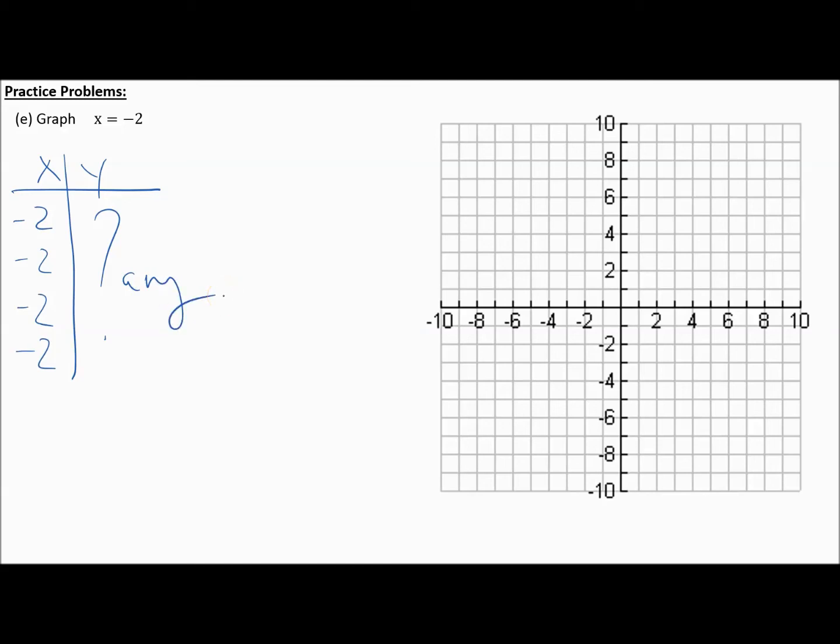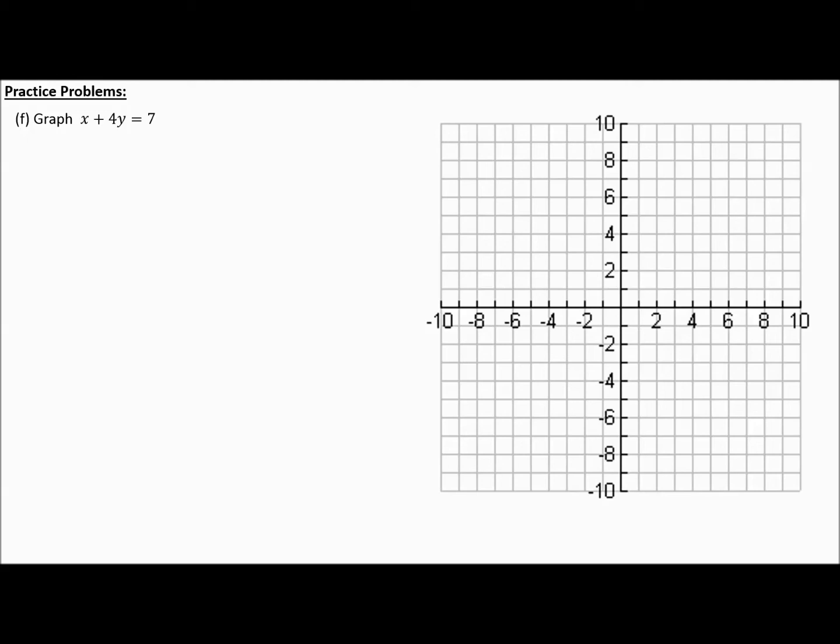X is negative 2. So you could plot the point negative 2, 1, negative 2, 0, negative 2, 8. It doesn't matter to me. X is negative 2. So here's negative 2, 0. Here's negative 2, 8. Here's negative 2, 1. No matter what, that is going to give you this vertical line. Now, I think it's worth memorizing that x equals is a vertical line, but if you don't, plotting points is the way to go.